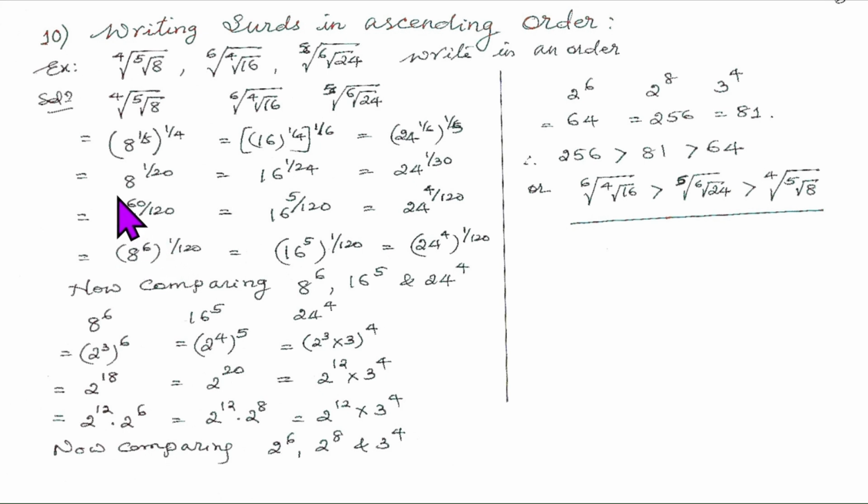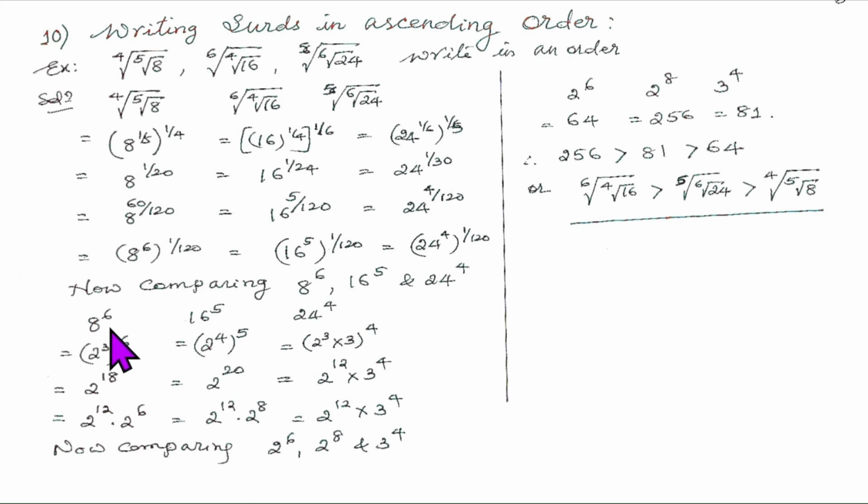Now that means it is 8 raised to 6 raised to 1 by 120, 16 raised to 5 raised to 1 by 120, 24 raised to 4 raised to 1 by 120, and you know how to write this because it is a raised to m raised to n. Now compare 8 raised to 6, 16 raised to 5, 24 raised to 4, because the 1 by 120 is the same. Therefore, I can compare 8 to the 6, 16 to the 5 and 24 to the 4.